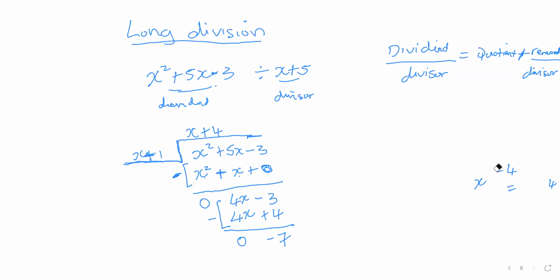So our final answer, in the form quotient plus remainder over divisor, will then be: quotient is x plus 4, remainder is negative 7 over divisor, which is x plus 1. And that is the final answer to that long division problem there. So that's long division in a nutshell.